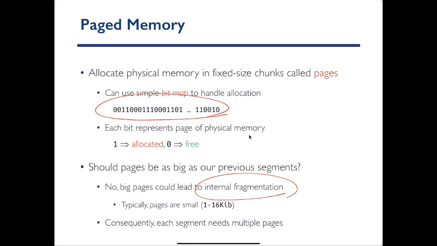So we have to make a balance when it comes to the size of each page. Big pages mean lower overhead for management because we have less of them, but they could cause internal fragmentation. Smaller pages mean more complex memory management, but less internal fragmentation. Typically, the size of a page is something between 1 to 16 kilobytes in day-to-day systems.